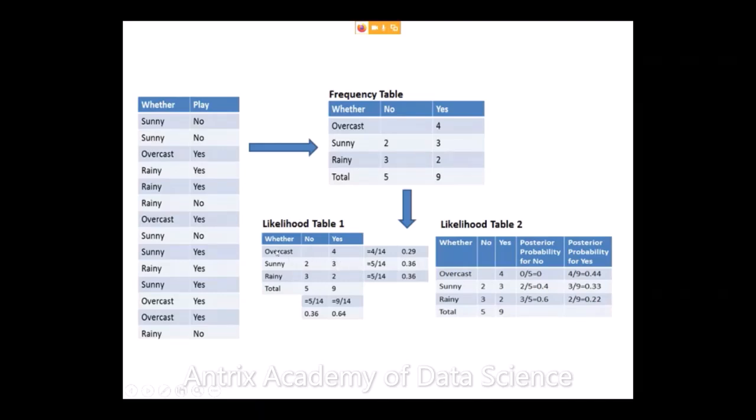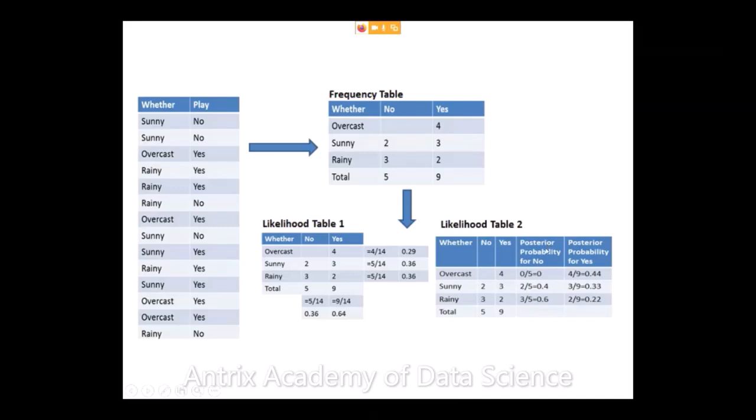When you say likelihood, we are taking row-wise and column-wise probabilities of that respective event occurring. If you take overcast, 4 events have happened out of 14 cases, so 4 out of 14. Similarly, sunny is 5 out of 14 and rainy is 5 out of 14. So the percentages are 29, 36 and 36. Parallelly, the yes or no probability: getting no is 5 out of 14, which is 36, and yes is 9 out of 14, which is 64. This is my likelihood table.